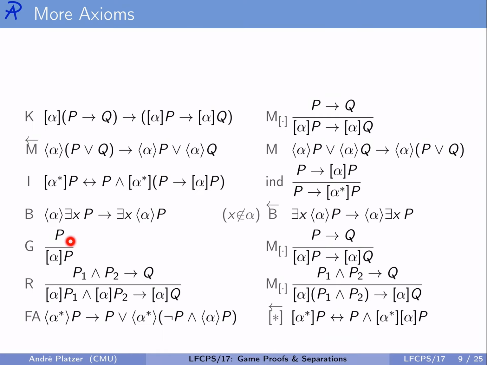Gödel's proof rule: if P is valid, then after all ways of running the hybrid system alpha, P is true. Well, because P was true in every state, so also in all the states that we reach after having run the hybrid program alpha. Now, when read as a game, let's see what that means. If P is valid, then Demon has a winning strategy in the hybrid game alpha to get to a state where P holds true.